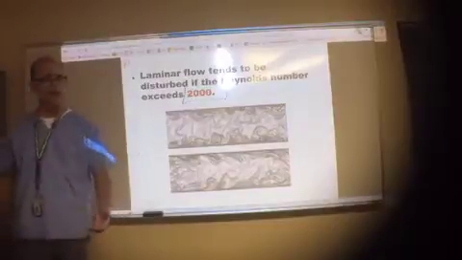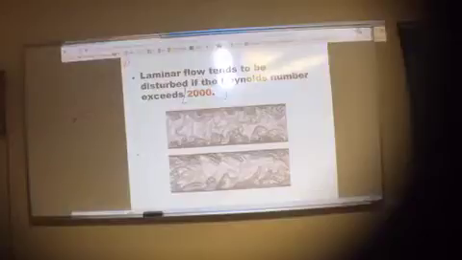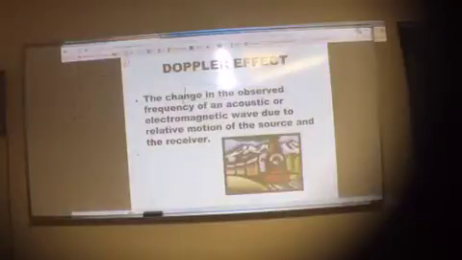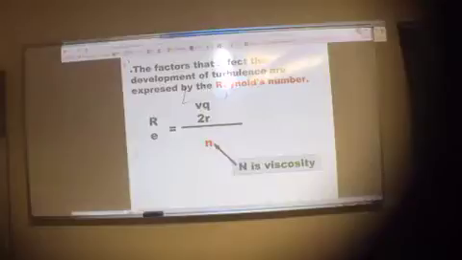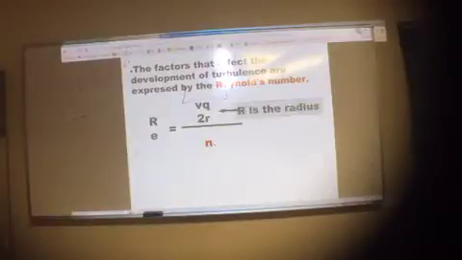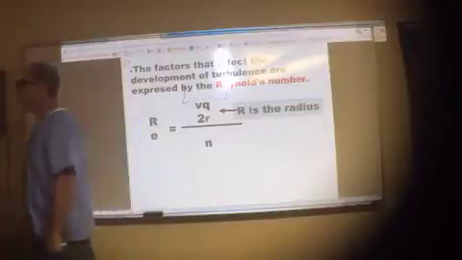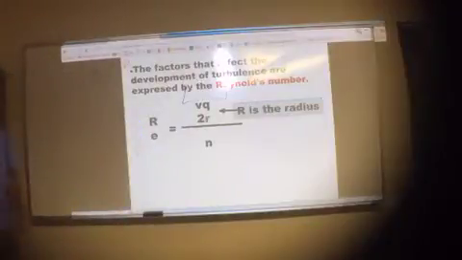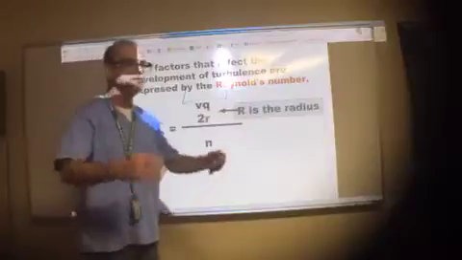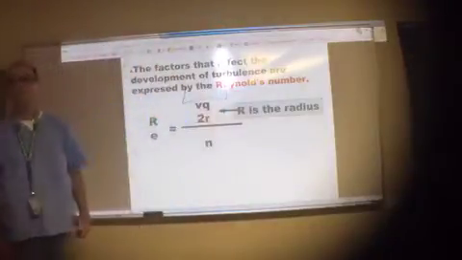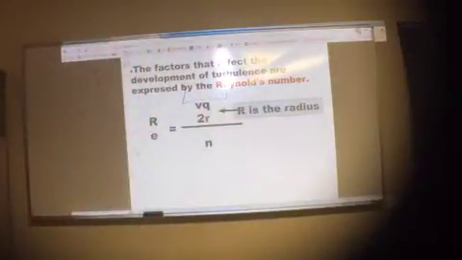There are some factors that are inversely related, others that are positively related. Viscosity is inversely related, but radius is directly related. The larger the radius, the more turbulence. And velocity is also directly related. The faster the blood moves, the more chance to have turbulence. Velocity and density: the denser the flow, the more.